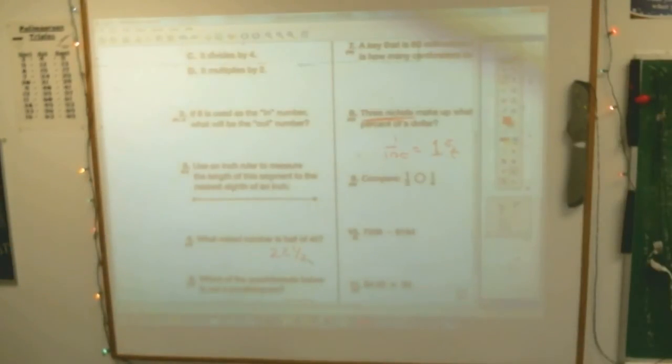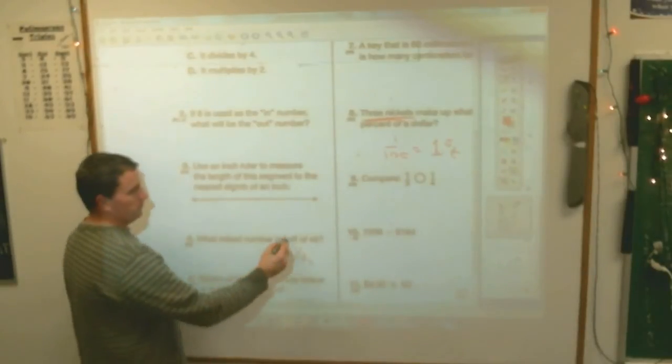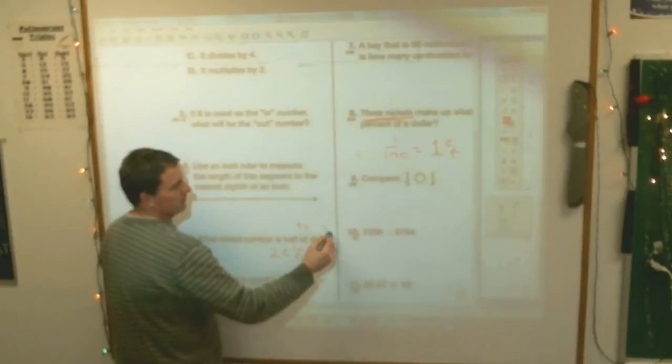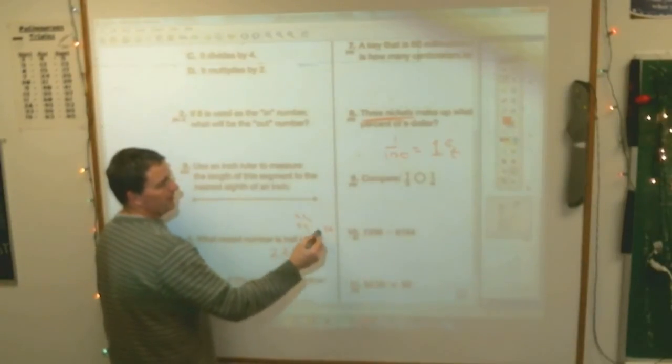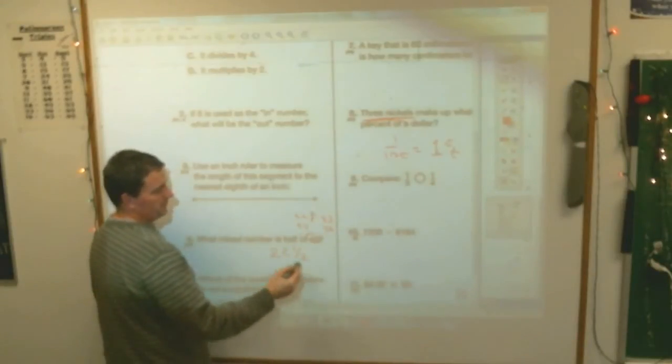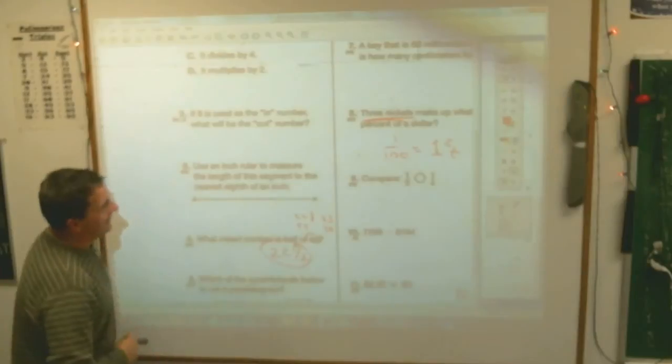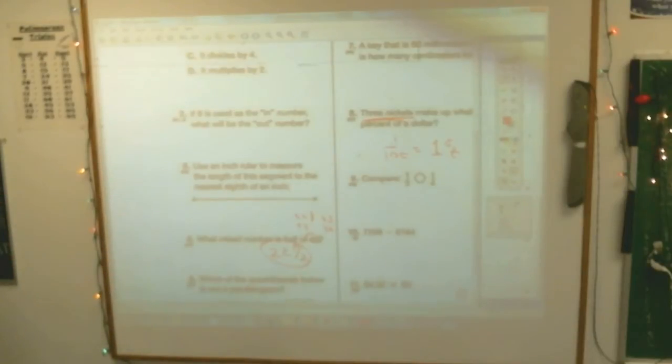What mixed number is half of 45? How do you figure that out, by the way? Half of 45, you think of the number 44 and the number 46. Half of 44 is 22, half of 46 is 23. If it's 45, it's got to be exactly in the middle of that, which is 22 and a half. I used division. Well, if you use division, that's perfect.